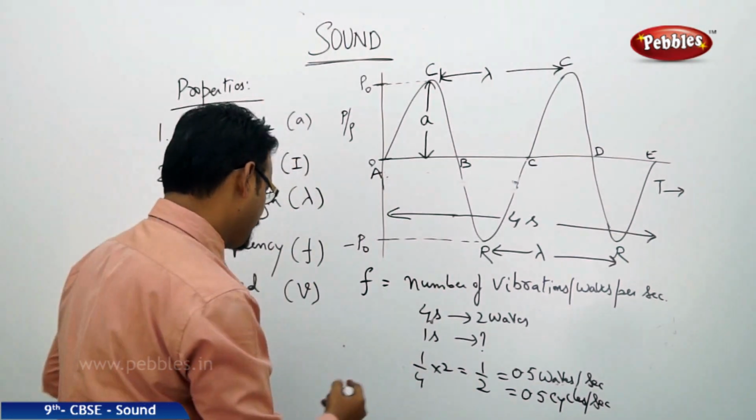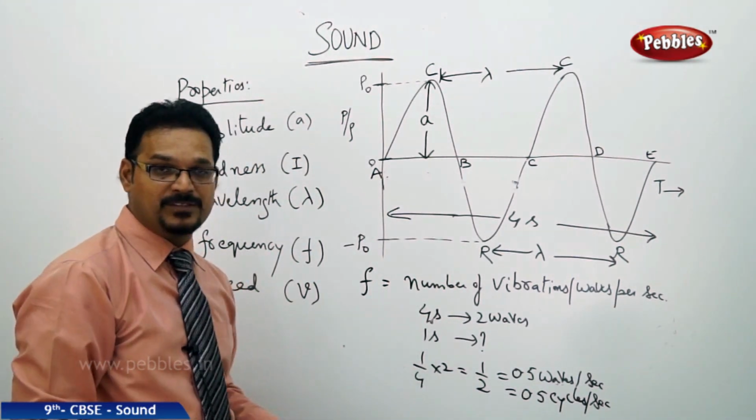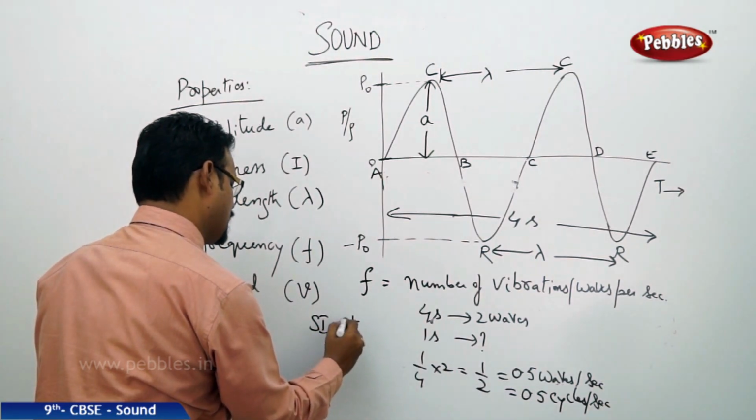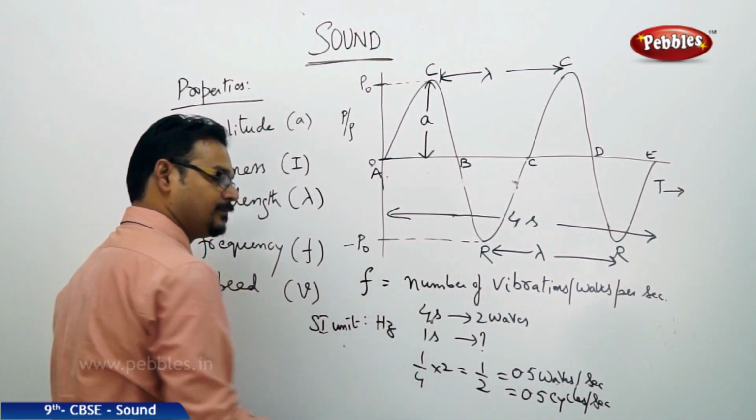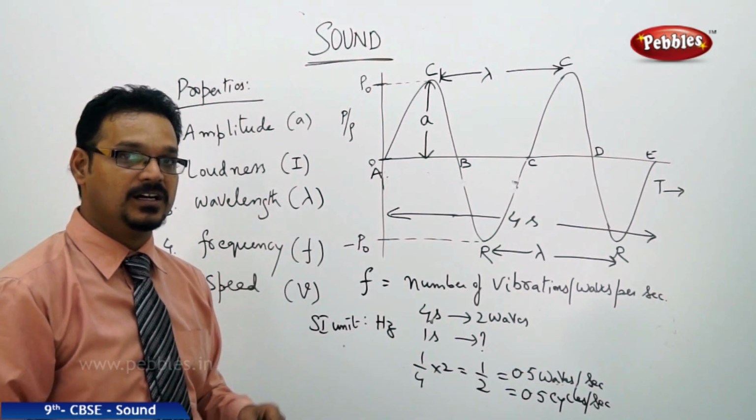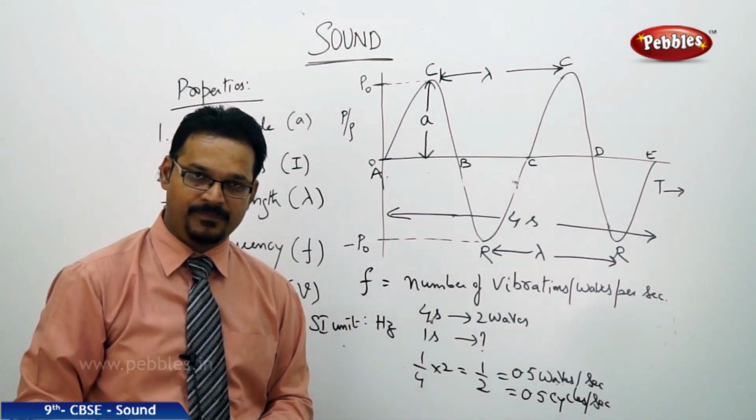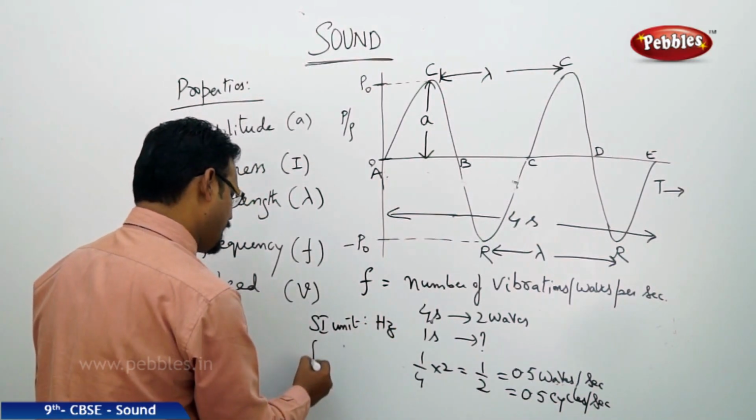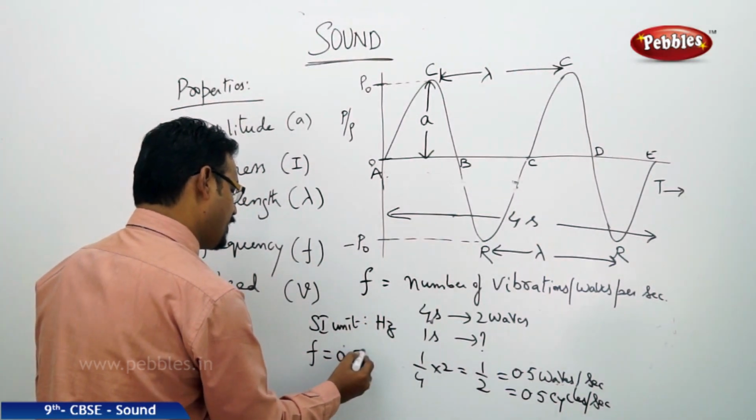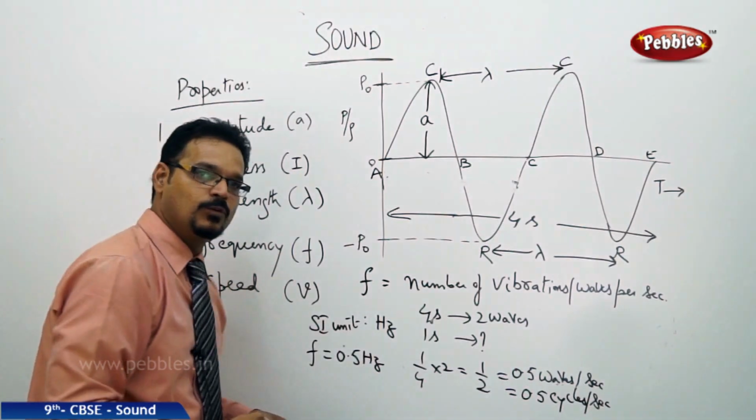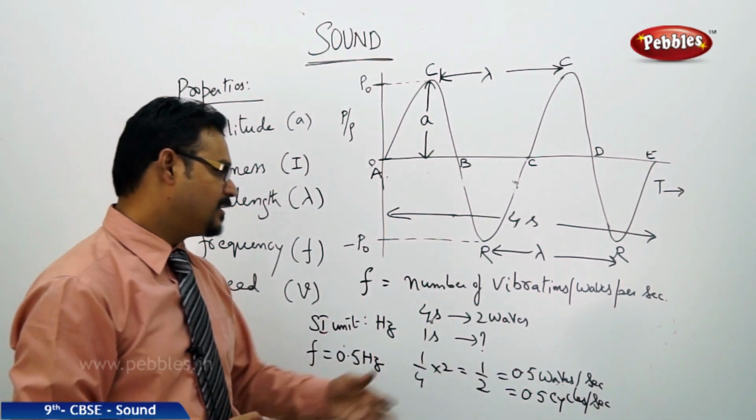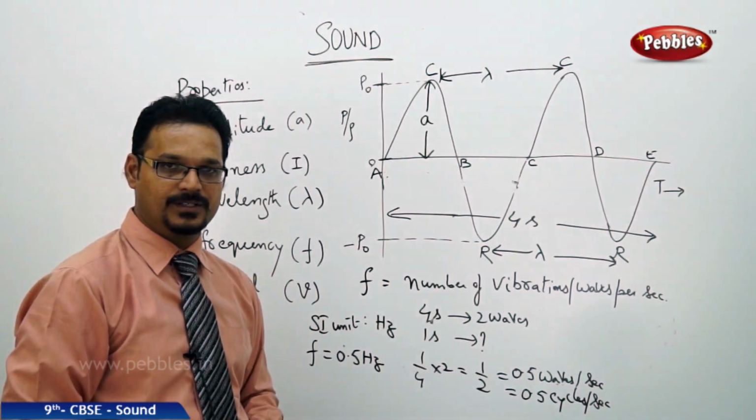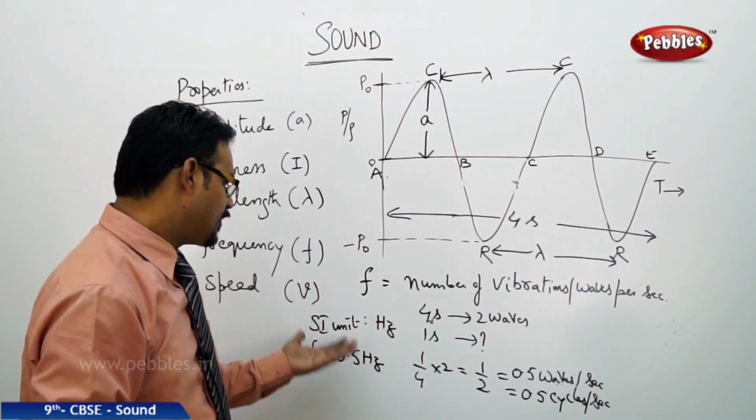Or you can say one more unit which is very famous for frequency, that is actually the SI unit of frequency. This is a Hertz. H-E-R-T-Z, Hertz. It's a scientist's name. In short form, you can write Hz. So therefore, the value I can write F equals 0.5 Hertz. Instead of saying waves per second, cycles per second, I can simply say 0.5 Hertz. Okay, so this is how frequency is represented.